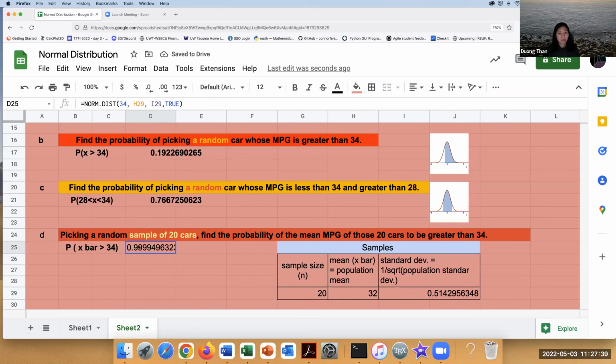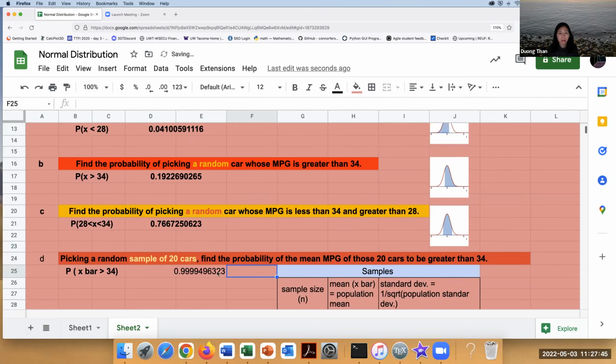Then this is the probability of picking a sample of 20 cars whose mean MPG is greater than 34. The answer is about 99.99%. So if you pick a random 20 cars, you find the mean is almost 100%, right? 99.99% of the time.